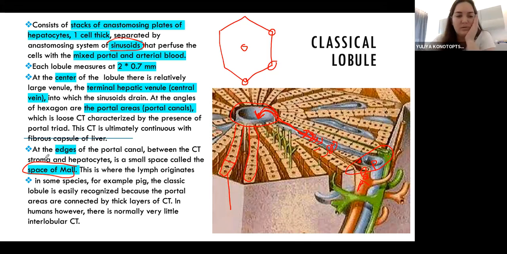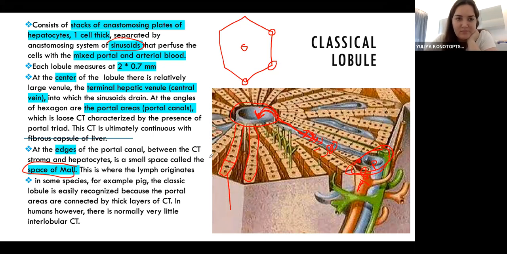Okay, so the space of Mall, I repeat, is just this area right here. It's just a space which is basically located between your portal triad and the first hepatocytes which are facing it. So we call it the space of Mall. So this space right here.